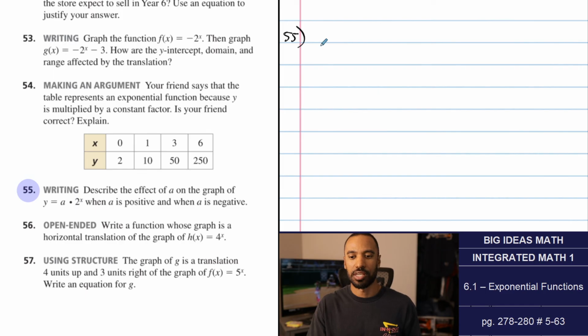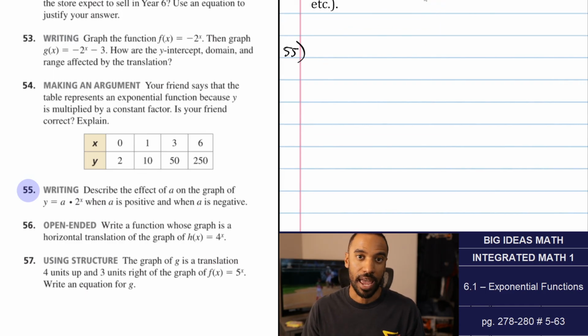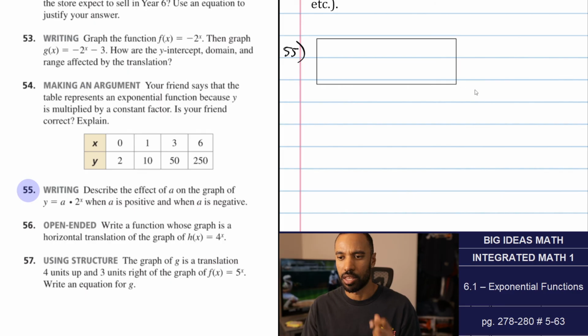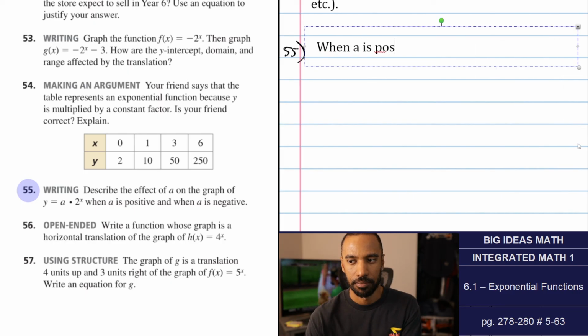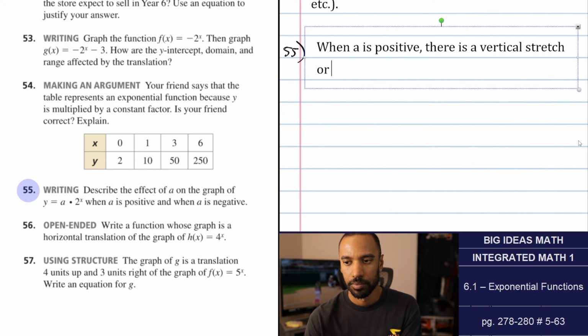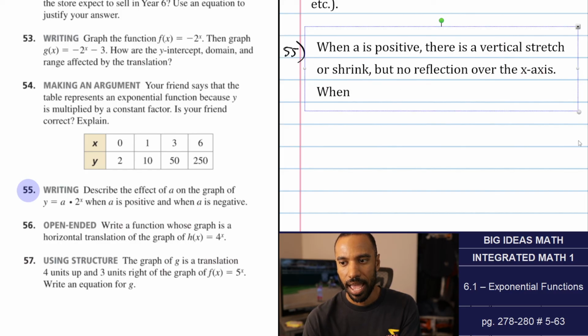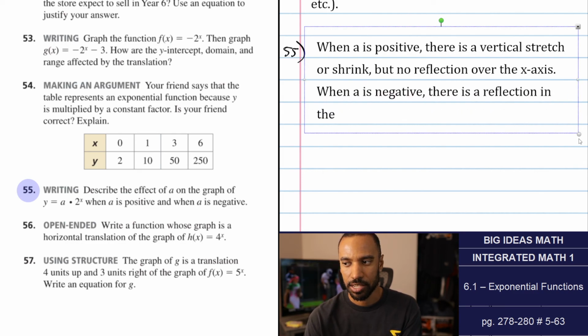Well, I don't know what they're asking us to do when a is more than 1 and between 0 and 1. I'll just say that when a is positive, there is a vertical stretch or shrink, but no reflection over the x-axis. When a is negative, there is a reflection in the x-axis on top of some possible vertical stretch or shrink.